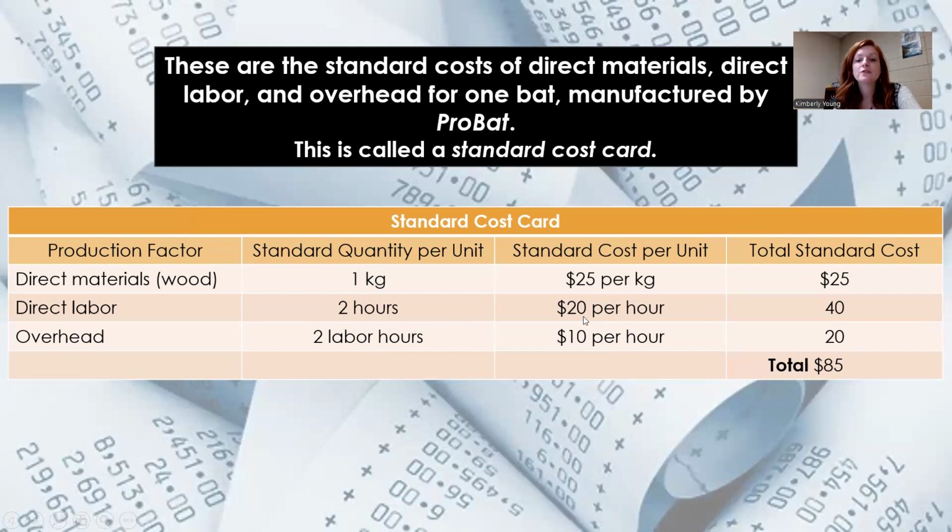So 2 hours times $10, $20 in overhead. So this is all our standard or our budgeted cost. This is what we expect based on the quantity and the cost. So total, it would cost us $85 to create a bat. It's a lot more than I would expect to create a bat. But bats range a lot in prices.